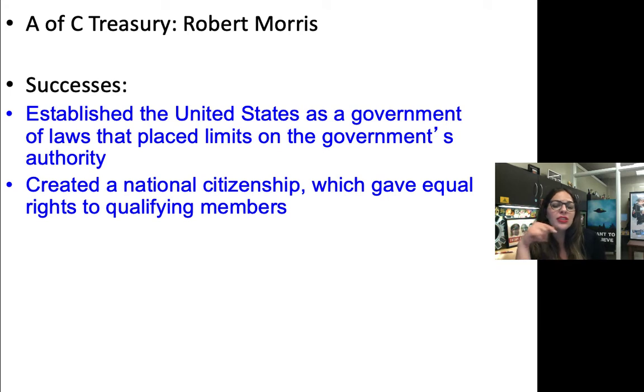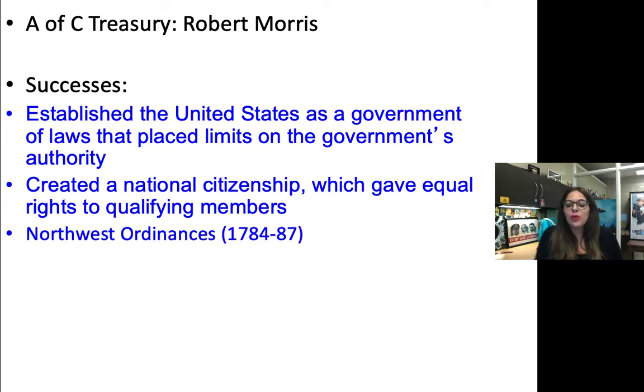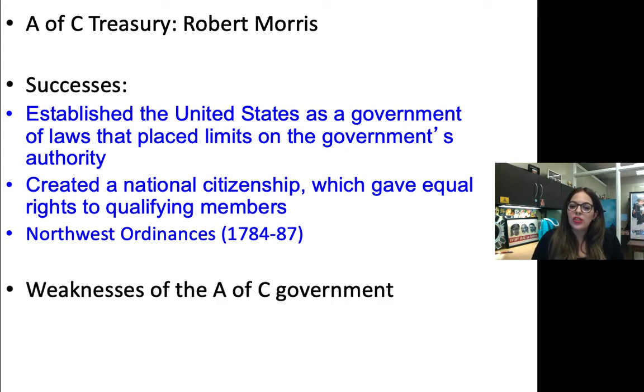Another success of the Articles of Confederation is that it created a national citizenship, right? It gave equal rights to qualifying members. So not everybody is a citizen, right? And so we'll talk more about those debates when we get to the Constitution a little bit further down the road. Okay. And like I said, with the Northwest ordinances, huge successes there. They're able to organize all of that land, bringing in new states as they pop up, as well as the expansion of the ones that are already there.